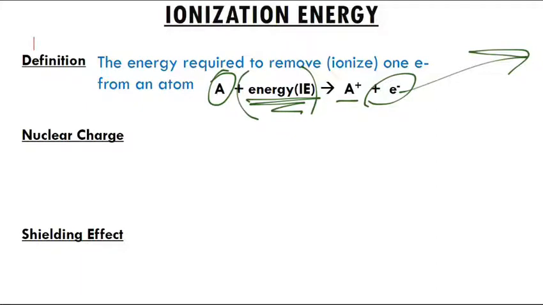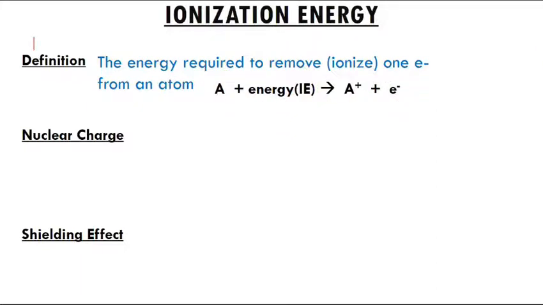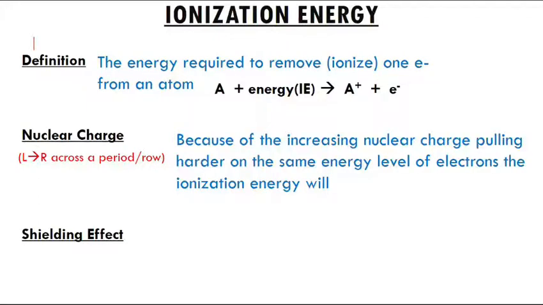Now, this is going to change across our rows and our columns like we've already done with our atomic radius. In respect to the nuclear charge, as we're moving across a row on the periodic table, we're getting more and more protons, a higher nuclear charge in the atom, so protons are going to be holding on to the electrons more tightly. The more of them there are, the higher that nuclear charge is. If they're holding on to the electrons more tightly, it's going to take more and more energy to pull those electrons off of the atom. So that ionization energy is going to increase as we move across a row.